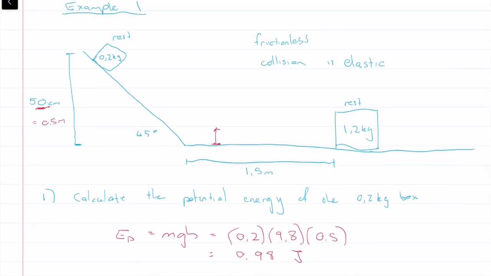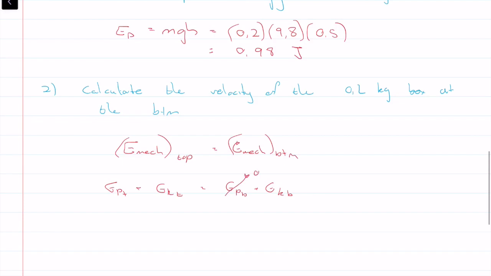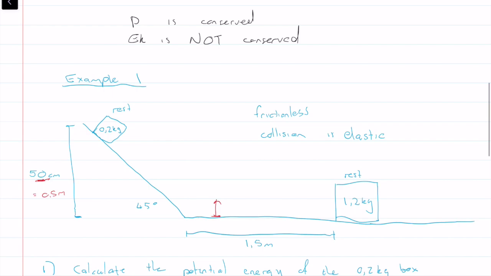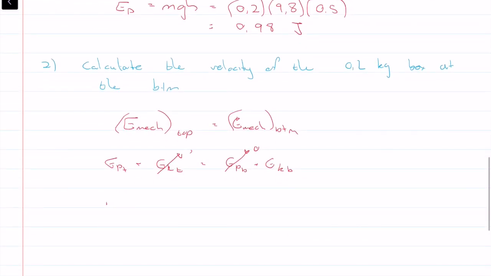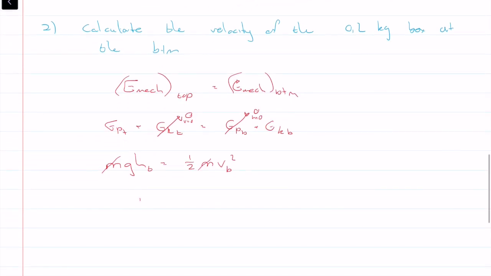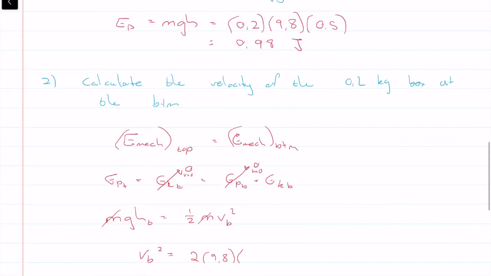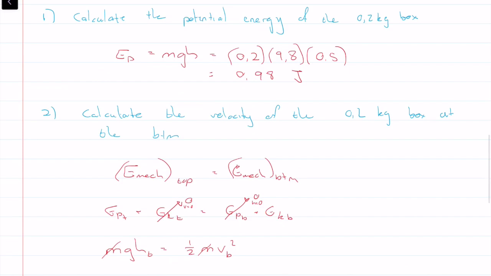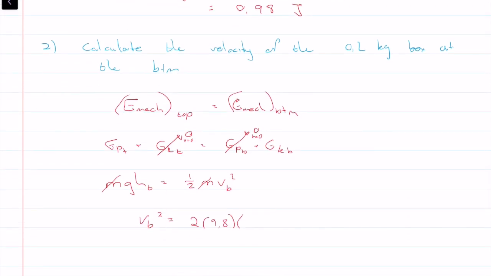Taking our datum here, if we take the datum from there, then our EP at the bottom goes to 0. We also know that at the top it's at rest, so our EK at the top goes to 0 because our velocity is equal to 0. So what we know is EP, mgh, is equal to a half times mass times velocity at the bottom squared. The masses cancel, so we can say that the velocity at the bottom squared is equal to 2 times 9.8 times the height. Basically what we actually calculated already, but I might as well do it.